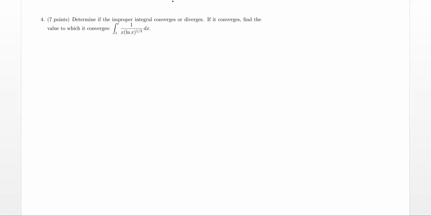Actually, we should be a little bit more formal. Natural log of 1 is 0. So this function doesn't exist at the endpoint 1. So we'll actually turn this into a limit problem just to be a little bit more formal. We'll say the limit as r, use any letter, goes to 1, of the integral from r to e of 1 over x times the natural log of x to the 1/3.